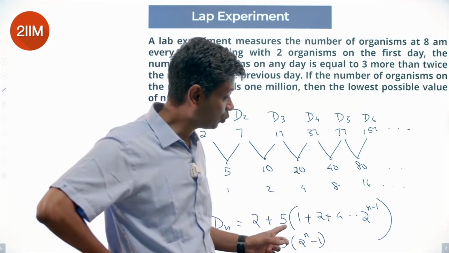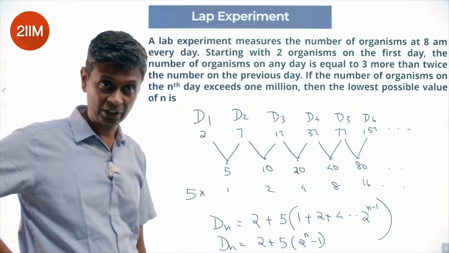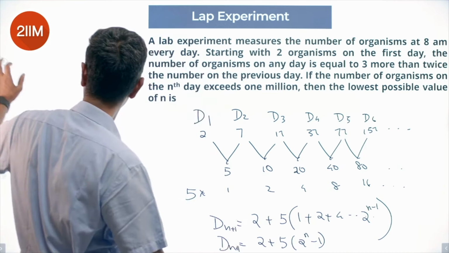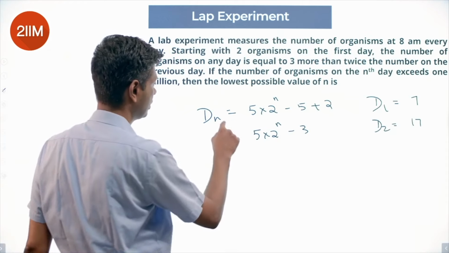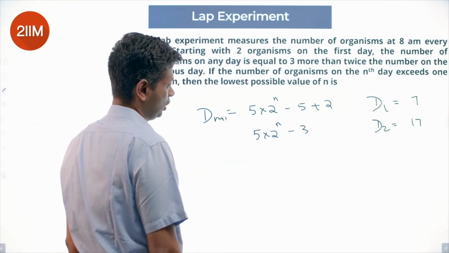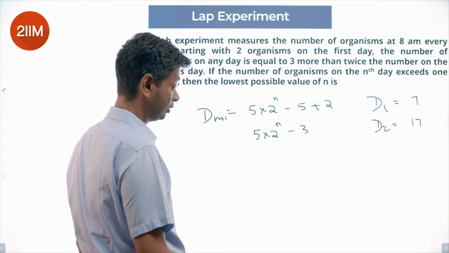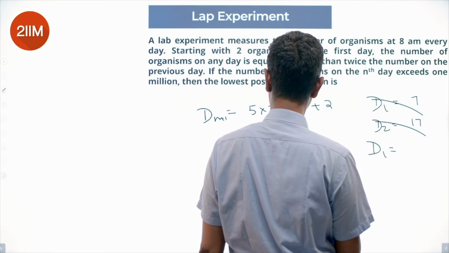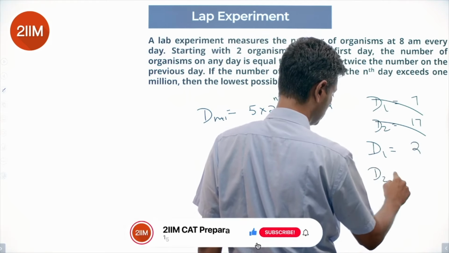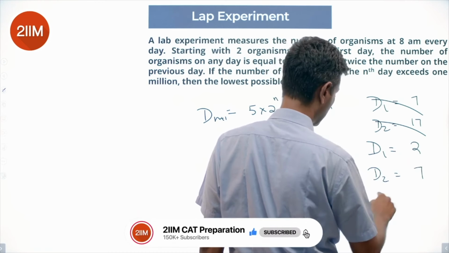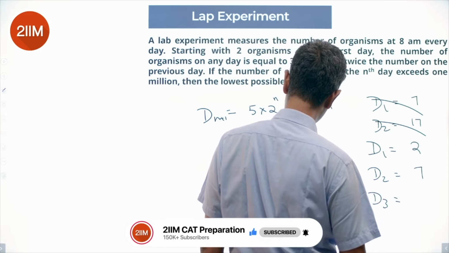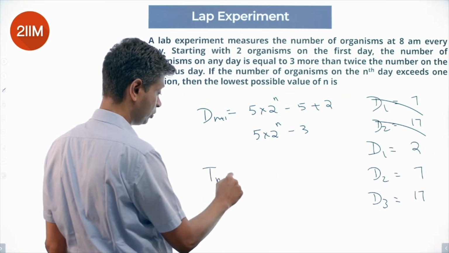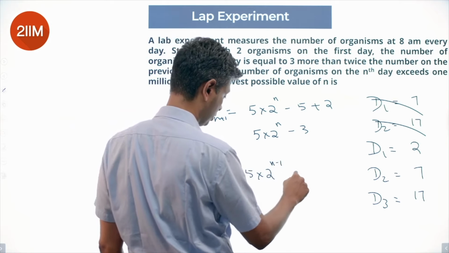So these are the n minus 1 terms in this sequence, but there's a D1 remaining. So what I'm finding here is D(n+1). The expression is right, but I've made a one step mistake. So D(n+1) is 5 times 2 power n minus 3. If you put n equal to 0, which is D1, this 2. D2 is 5 into 2 minus 3, correct. D3 is 5 into 4 minus 3, 17. Yep, this works. Or I can simplify this and say the nth term of this sequence is 5 into 2 power (n minus 1) minus 3.